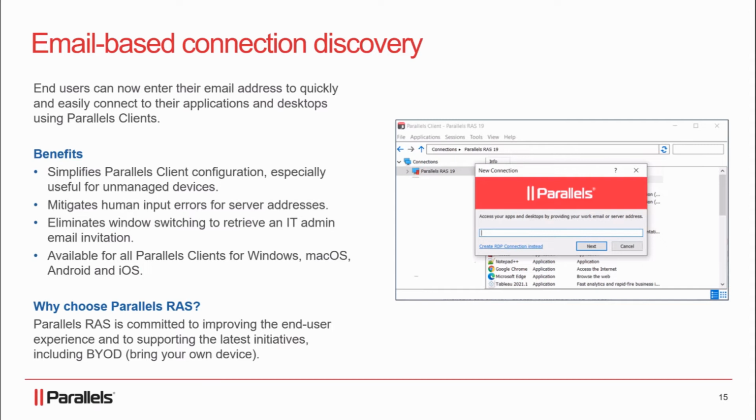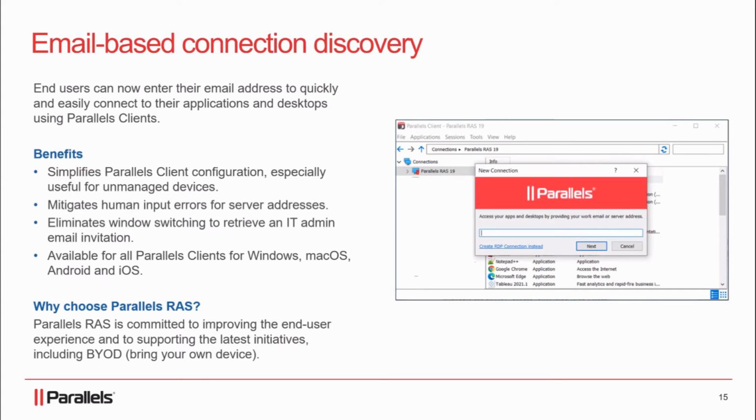We now have a new feature called the email-based connection discovery. The email-based discovery is much simpler. All the user needs to know is their email address, and that's it. That will redirect them to the right URL and configure the client, and they are up and running in almost no time. No human error, no typos. All they got to do is put in their email address.